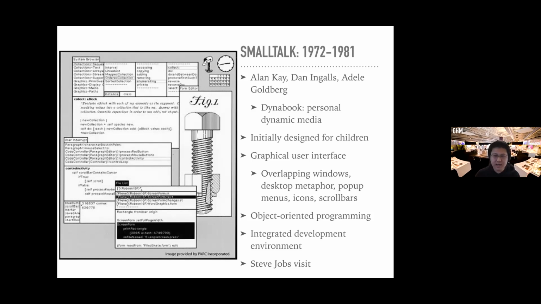And so Smalltalk has sort of the elements of the graphical user interface that we think of today. It had overlapping windows, it had a desktop metaphor, pop-up menus, icons, and scroll bars. It was also not just an environment and a system, but also a programming language. It was an object-oriented programming language. That term was actually coined by Alan Kay. And probably the most famous thing about Smalltalk is this was the system that Steve Jobs saw when he and a delegation from Apple visited Park in 1979.